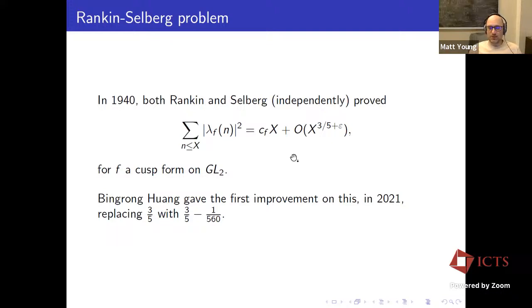For individual bounds, and then even when we got better bounds, the new bounds didn't come from improving this exponent in this problem. Anyway, no one had improved on Rankin and Selberg's asymptotic formula until Bingrong Huang in 2021 improved this, so the 3/5 he replaced by 3/5 minus 1/560, and he used some ideas from these delta method subconvexity results.